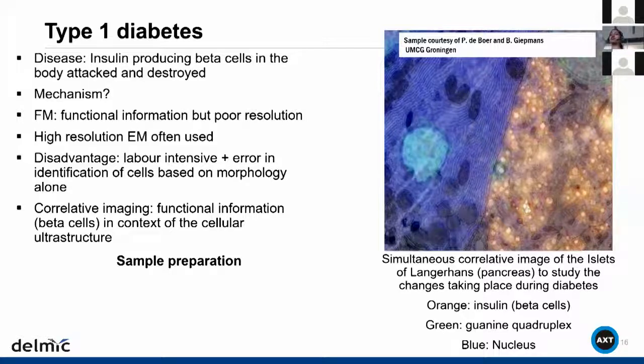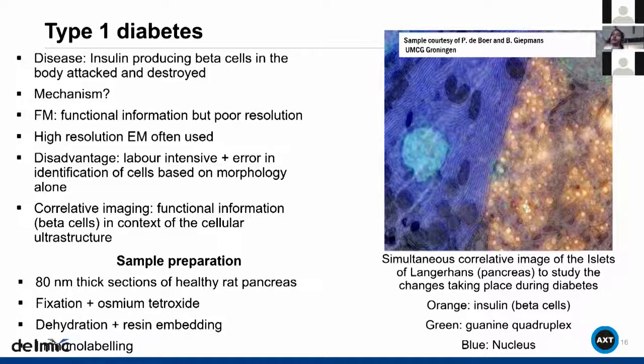And a few points to note here about the sample preparation, which is very relevant, is that this is an image of thin sections of healthy rat pancreas, so 80 nanometer thick sections. And the procedure was fixation followed by osmium tetroxide treatment, and then dehydration, embedding in resin. And the final step was the immunolabeling or the fluorescence labeling. So you can see that it's possible to get functional information as well as very high resolution structural information in one shot.